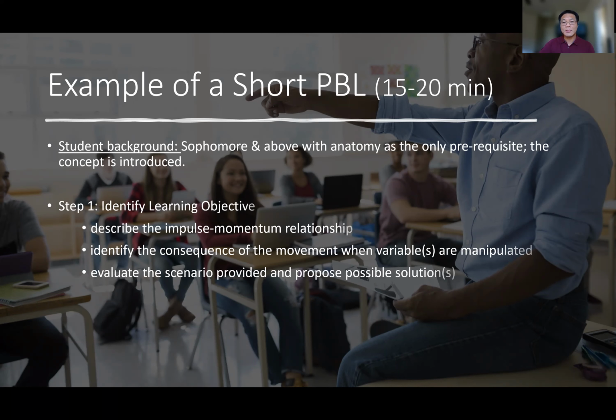The learning objective of this short activity is to ensure students' understanding of the impulse-momentum relationship. Specifically, students need to be able to identify the consequence of the movement when variables are manipulated or controlled, and further to apply this concept in the scenario provided and propose possible solutions qualitatively.